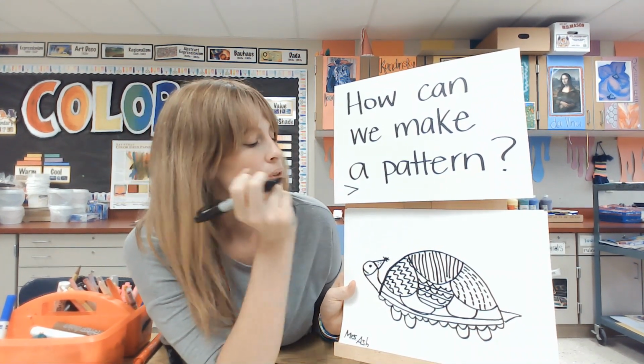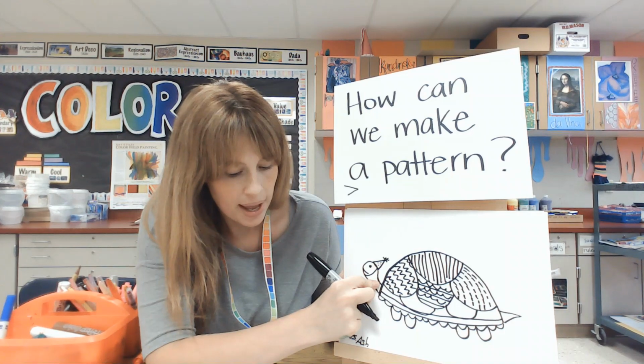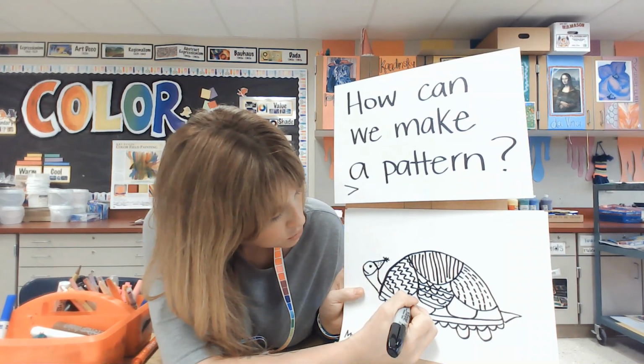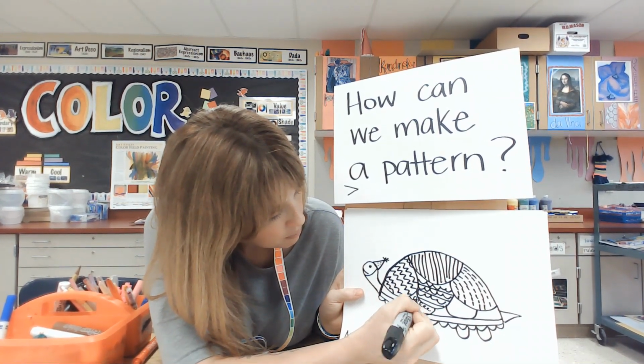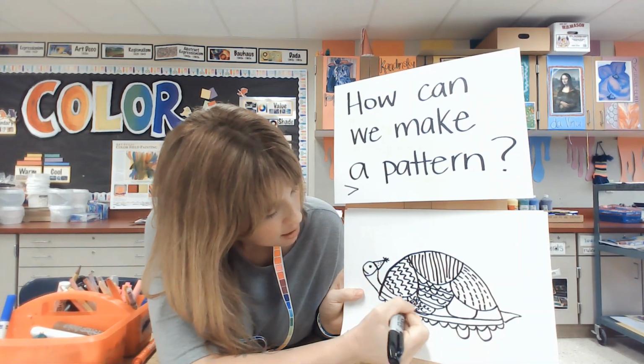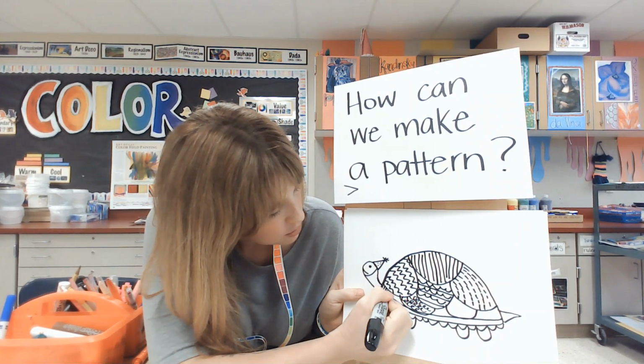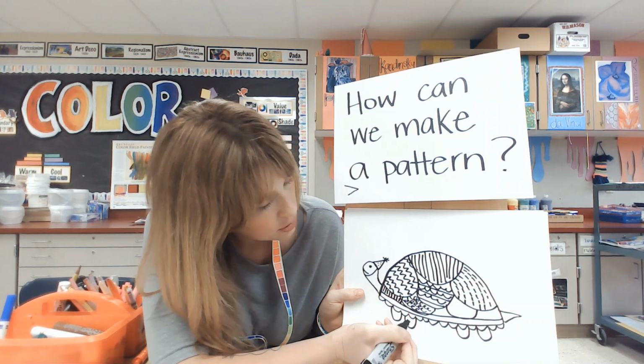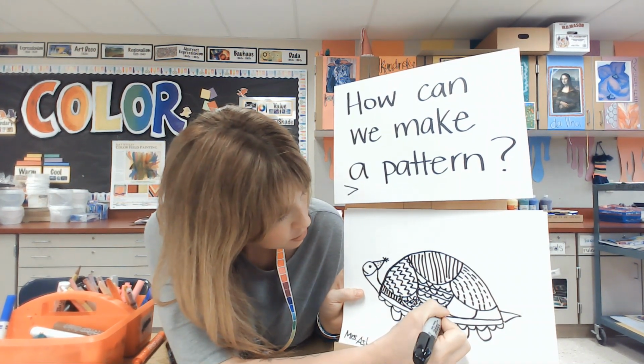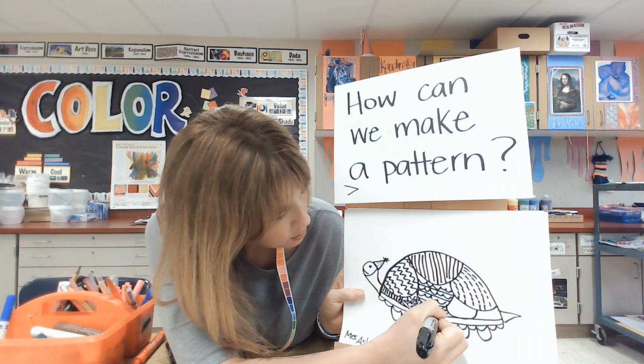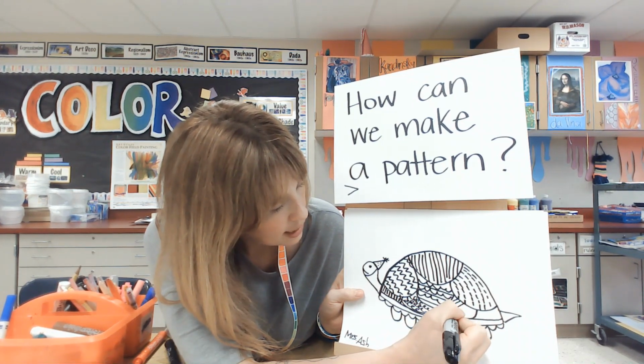All right. Let's finish this off by adding the lines that you want. I'm going to do a loopy. I'm going to do a vertical. I'm going to do another ziggy-zaggy going the other way. I'm going to do diagonal.